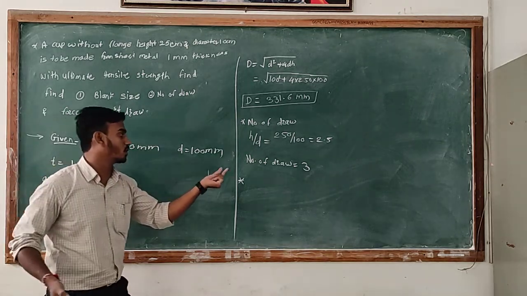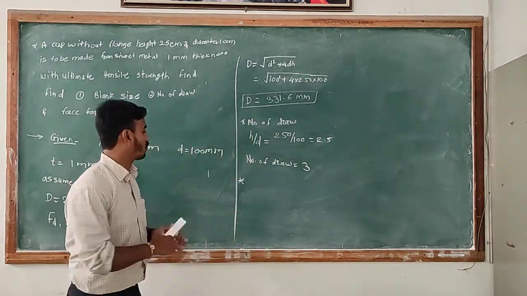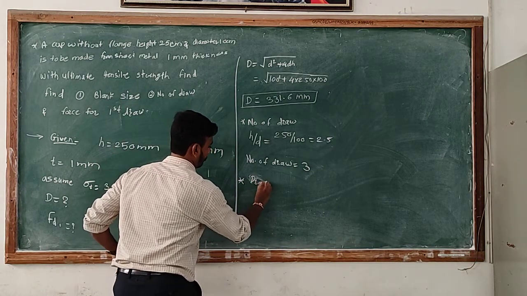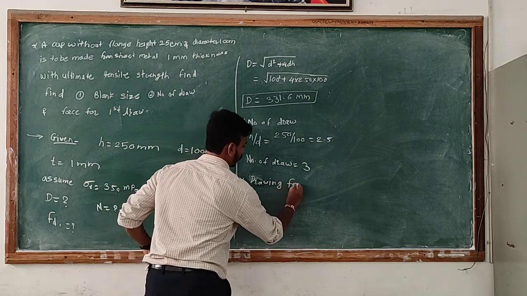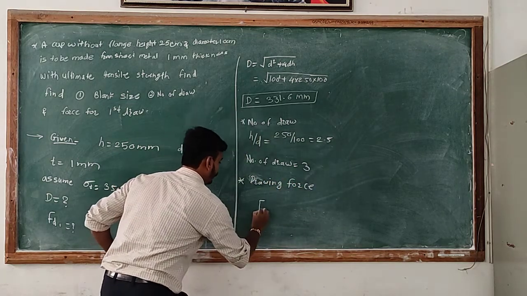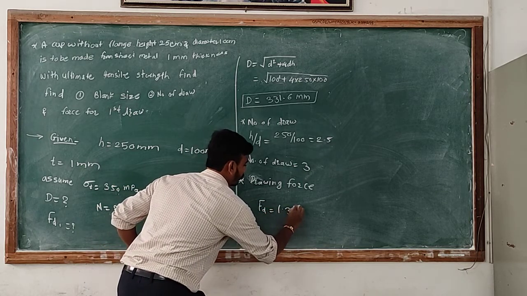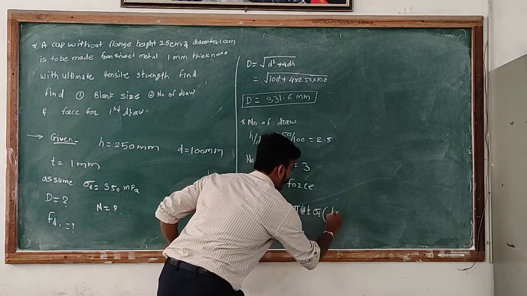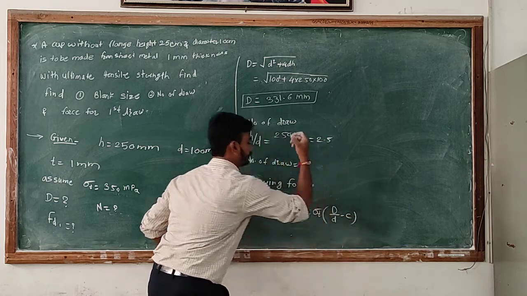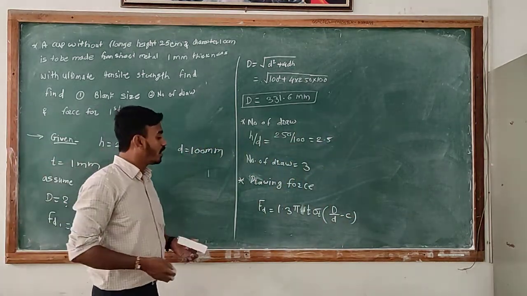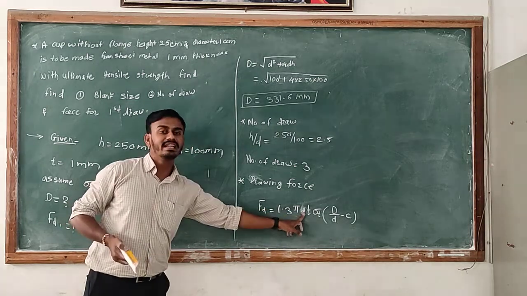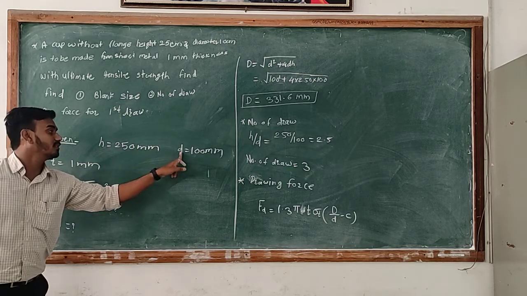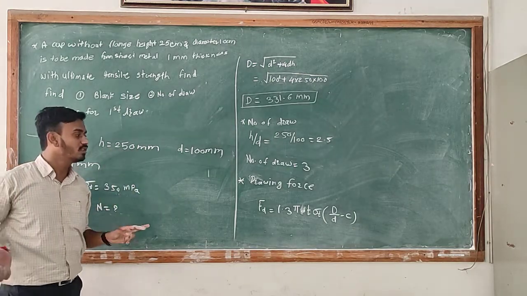Okay. Now they ask for the force for the first draw. Here the number of draws is equal to 3. We have a formula for the drawing force. Drawing force FD is equal to 1.35 pi d t into sigma t into capital D divided by small d minus c. In this formula, this small d is always the diameter of the shell.